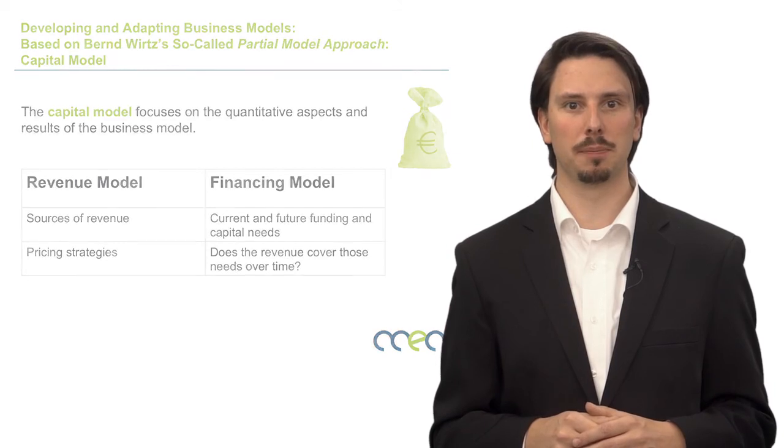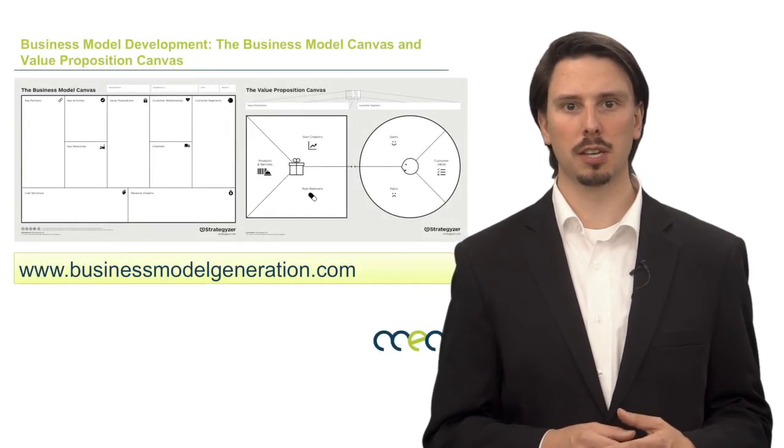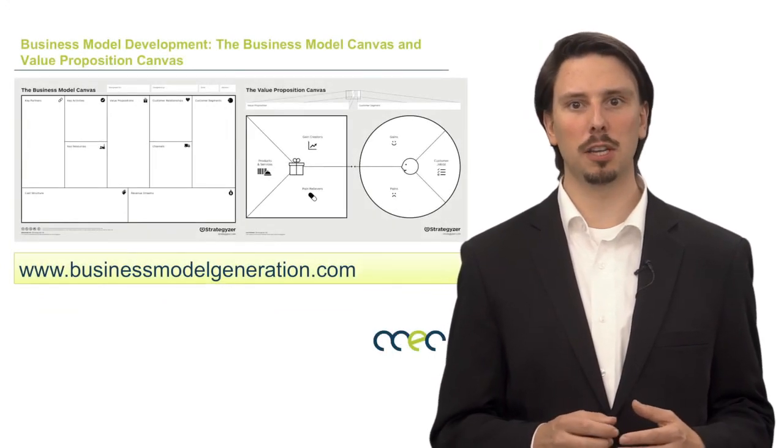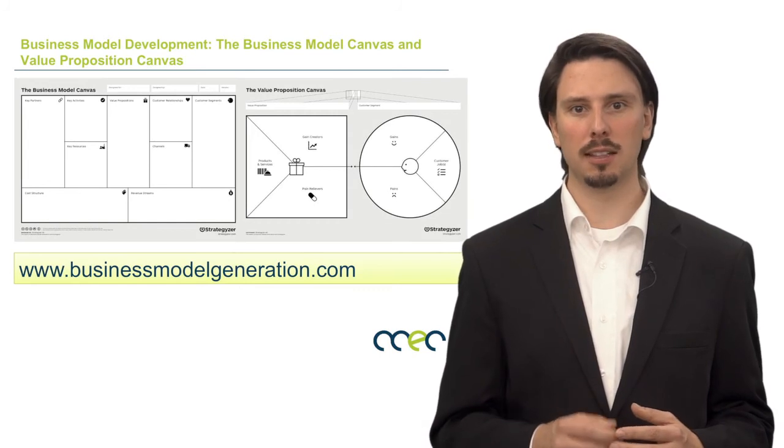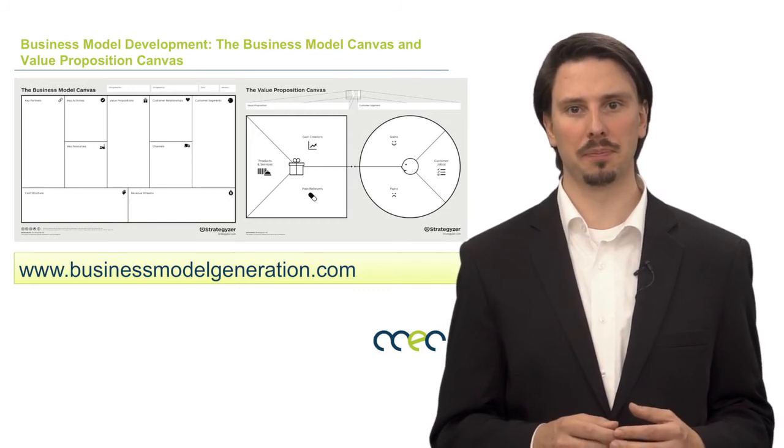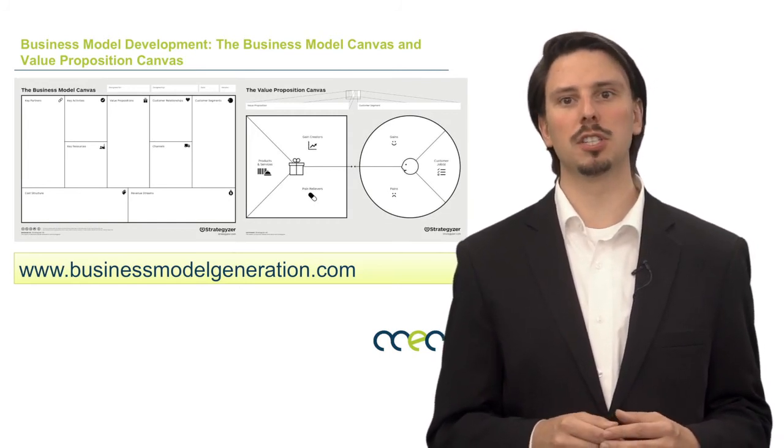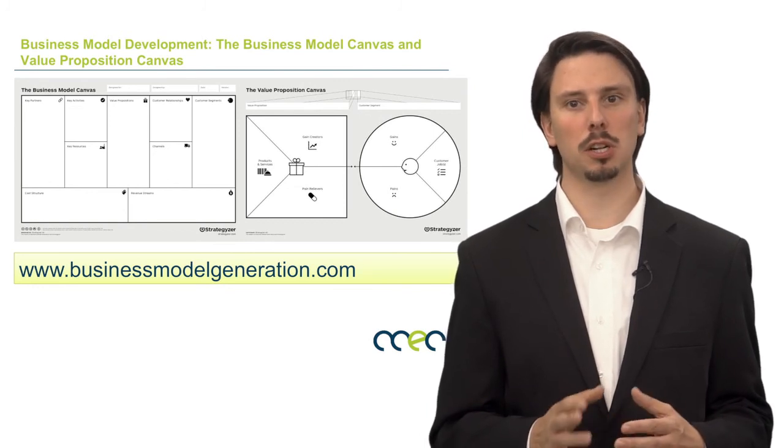As an alternative to the partial model approach, you can use the Business Model Canvas and Value Proposition Canvas by Alexander Osterwalder and Yves Pigneur to develop and adapt your own business system. For more information, just visit their website. It's called businessmodelgeneration.com.